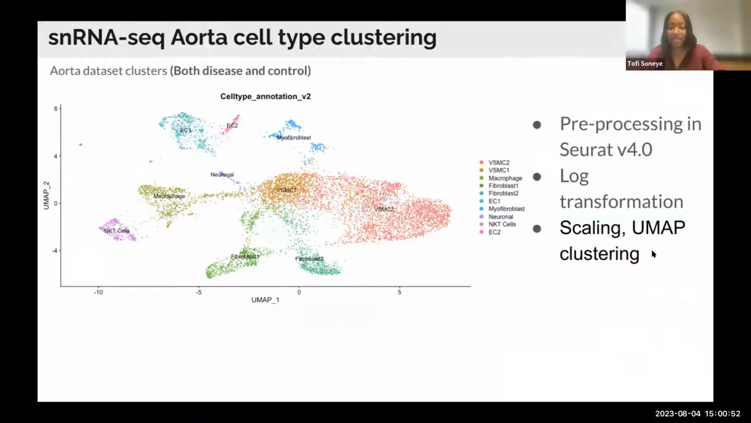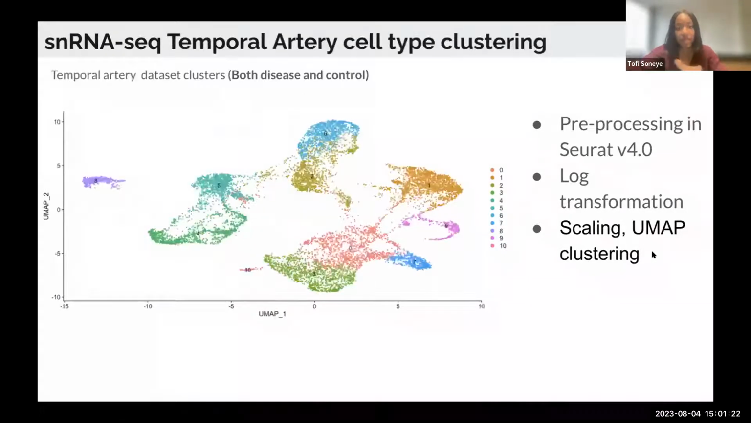Okay, I did this clustering after running some preprocessing steps like normalization, scaling, principal components analysis, and log transformation to reduce the dimensionality of the data and give more accurate results. So here is a cluster of the aorta cell types. If you notice here, this basically shows us the distinct cell populations, and this is the same chart, but for the temporal artery data set.